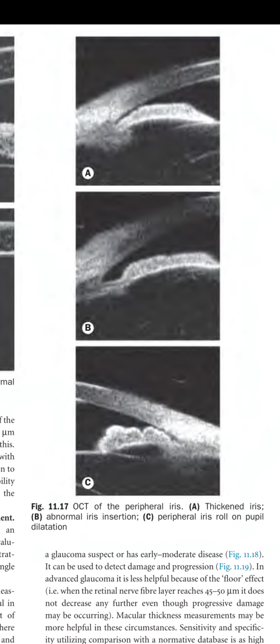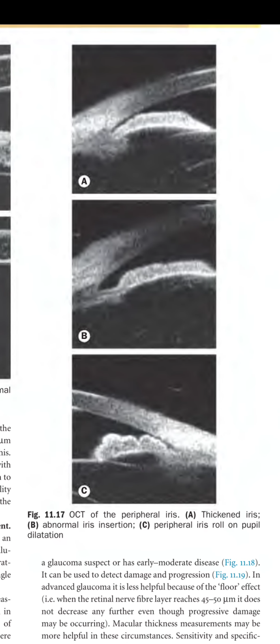So this is the OCT of the peripheral iris. A is showing us a thickened iris, B is showing abnormal iris insertion, C is showing peripheral iris roll on pupil dilatation.